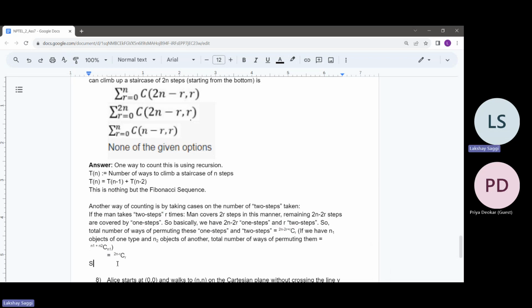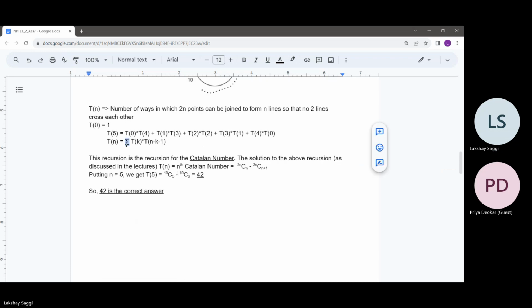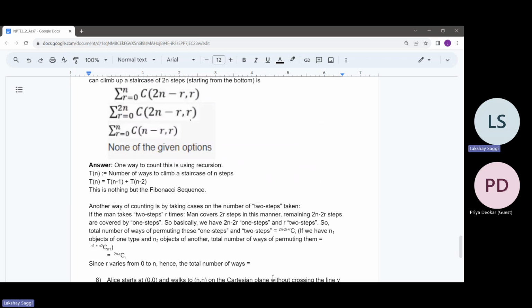So that's why r varies from 0 to n. Hence the total number of ways is equal to the summation of this, 2n minus r choose r, for r from 0 to n. So this will be my final answer.